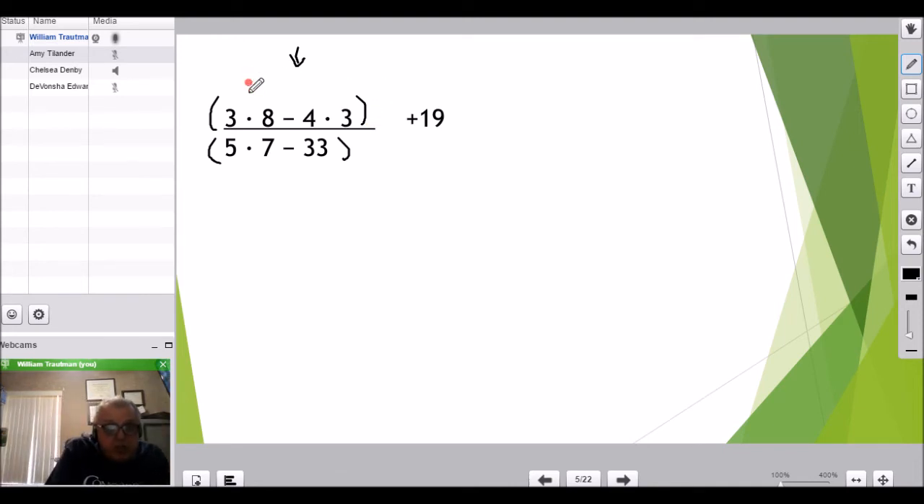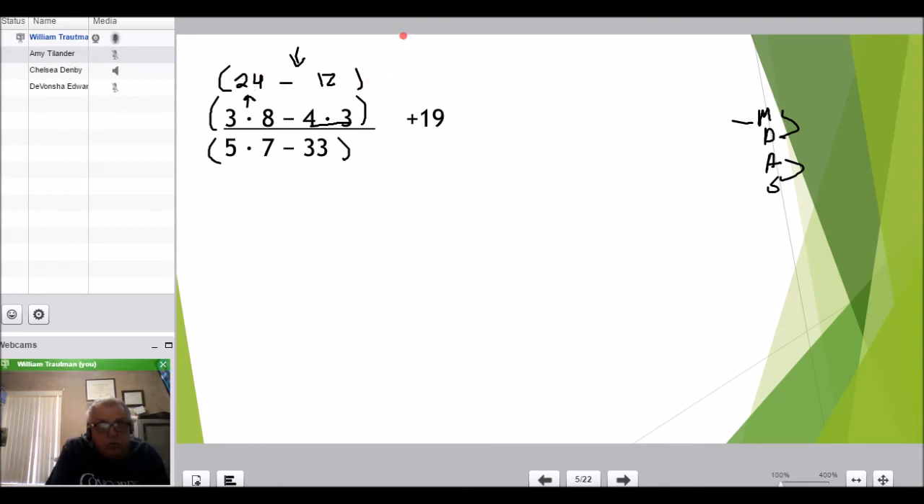So if we do the top, you see I have multiply, subtract, multiply. Order of operations says multiply, divide before add and subtract. So we're going to do all the multiply first. 3 times 8 is 24. And here's another multiply. 4 times 3 is 12. So this is the top: 24 minus 12. The bottom is 35. 5 times 7 is 35 minus 33.